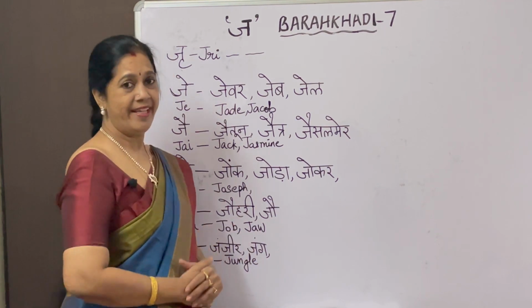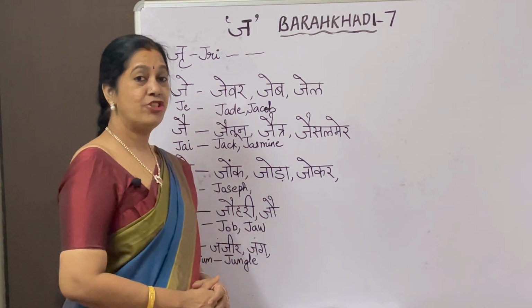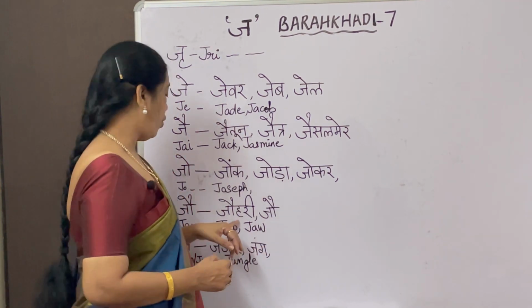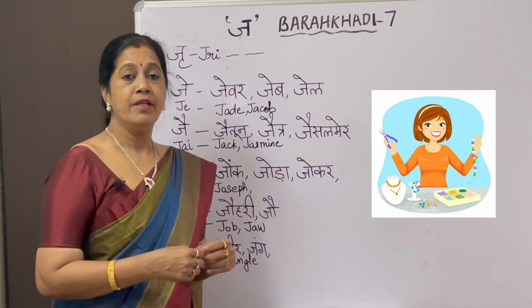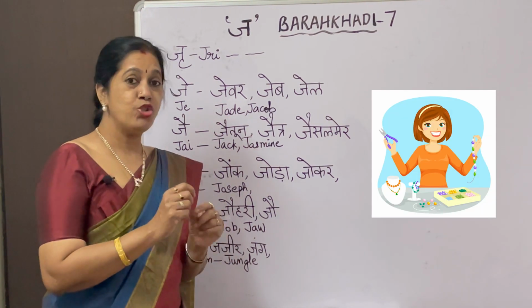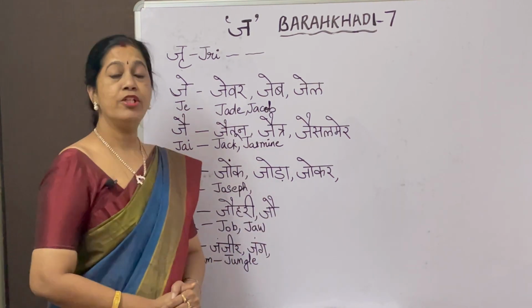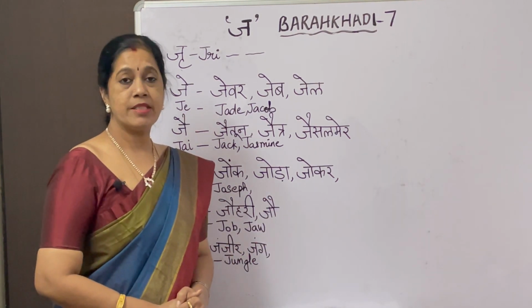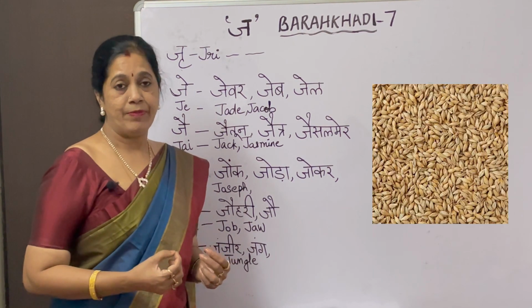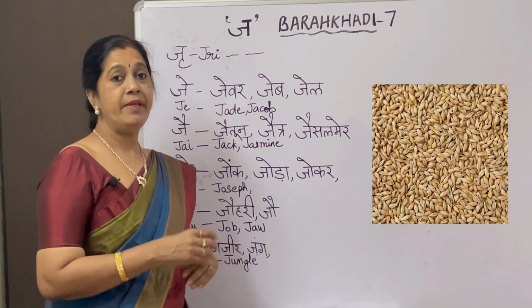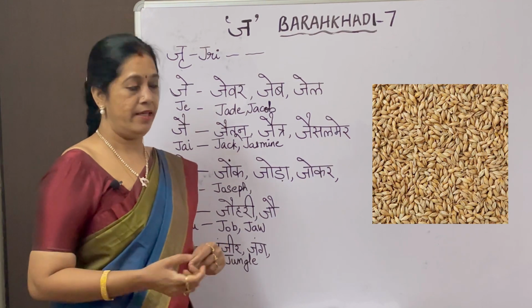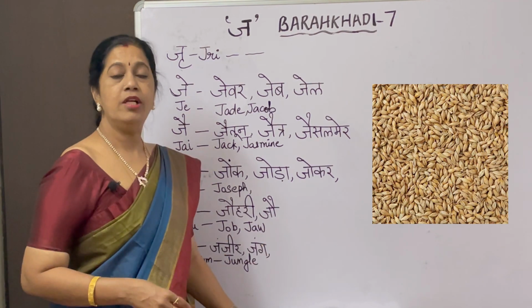So I'm giving here again Johari. Actually it is Zohri. So Johri is nothing but jeweler, the person who makes jewels. Okay, jewels. He is called Johri. The next one, Jaw. Jaw is nothing but barley. Okay, barley is called jaw.